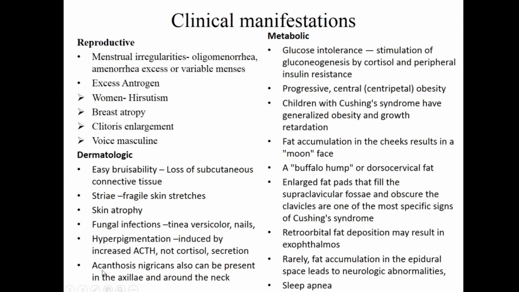The other is that you can also have pigmentation in the axillary area, which is known as acanthosis nigricans, which is axillary, and in the neck region. This is commonly seen in patients who are diabetic.